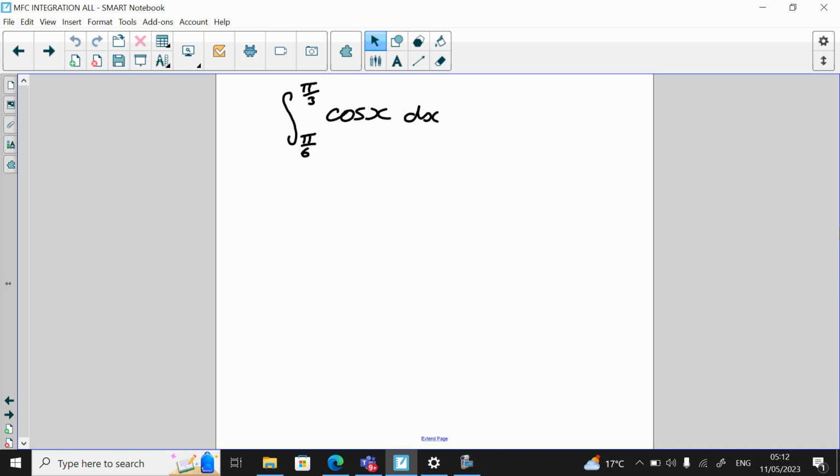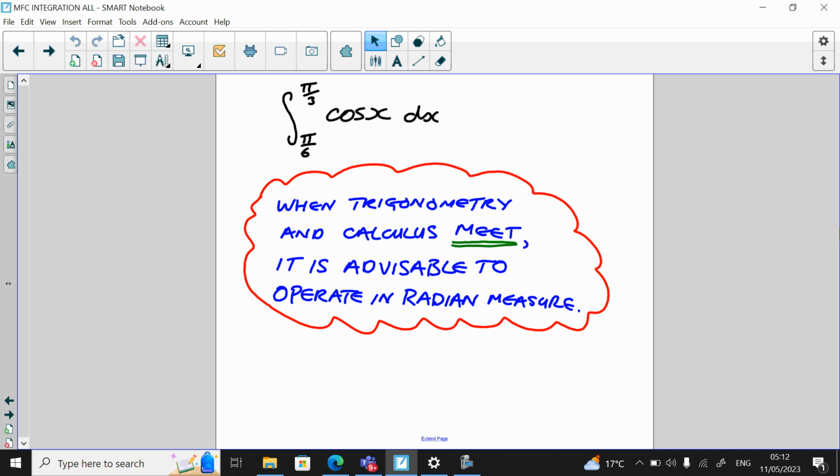In this one, it's just basic cos x. But we've got limits here: pi over 3, upper limit, pi over 6, and lower limit. Look at your formula sheet. Cos x just goes to sin x when we integrate that. But just remember, because this is a definite integration question, we need to be using radian measure.